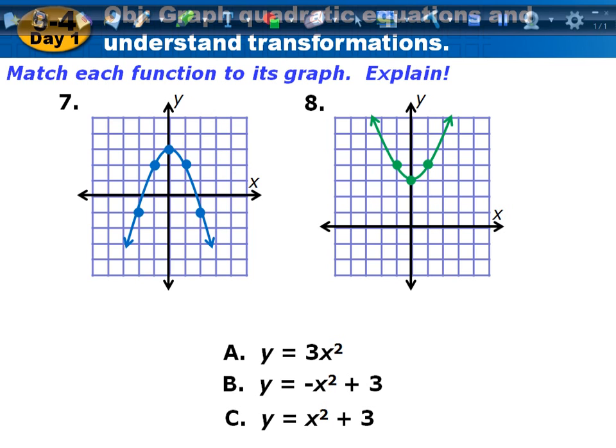All right, hopefully you've had a minute to try this on your own. Number 7 should have been B. The reason being, it's opening downward, so the number in front of the x squared should be negative, and B is the only one that's negative. Also, it's shifted up 3 units because of the +3 on the end. Number 8 should have been C, because it is still shifted up 3 units, but it's opening upward. So the x squared is positive, and it has +3. With A, the 3 in the front of the x squared would have made it narrower, and neither one of these is narrower.